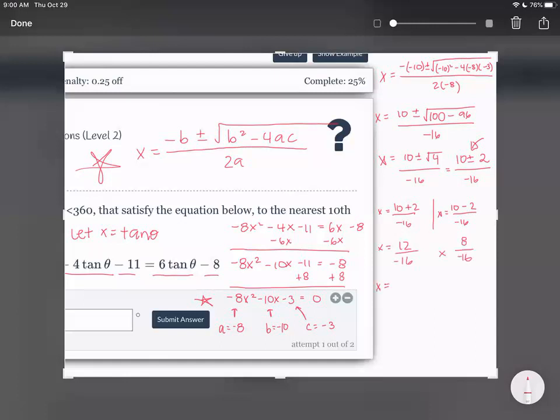On this one, we have 12 over negative 16. We can simplify this by dividing the top and bottom by 4. So we divide the top by 4, we get 3. Divide the bottom by 4, we get negative 4. And then this one, we can divide the top and bottom by 8, so we get negative 1/2. So we have two x values here. Any questions up till here?